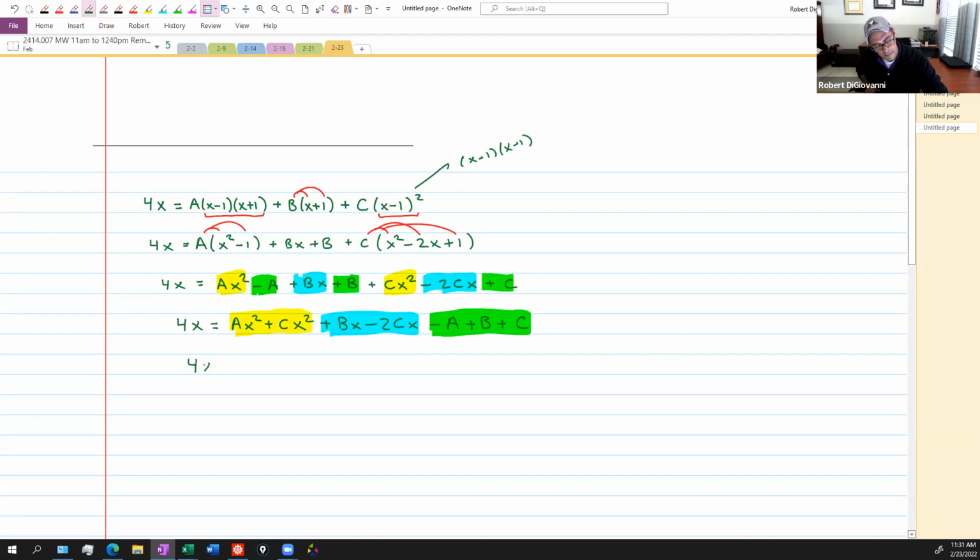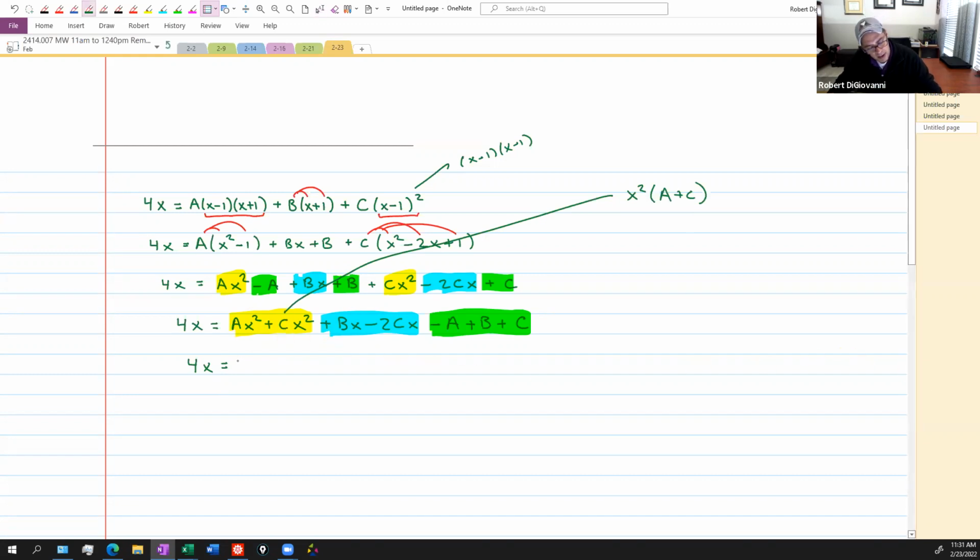Next step. On the yellow terms, they both have x squared, so I'm going to factor an x squared out. Normally, if you were to factor an x squared out of this, you'd put x squared and then you would put a plus c, like that. That's what you normally do. Factor an x squared out of both of those.